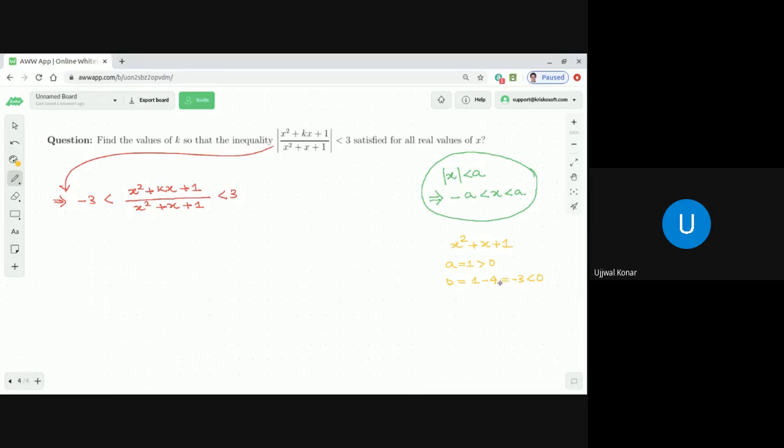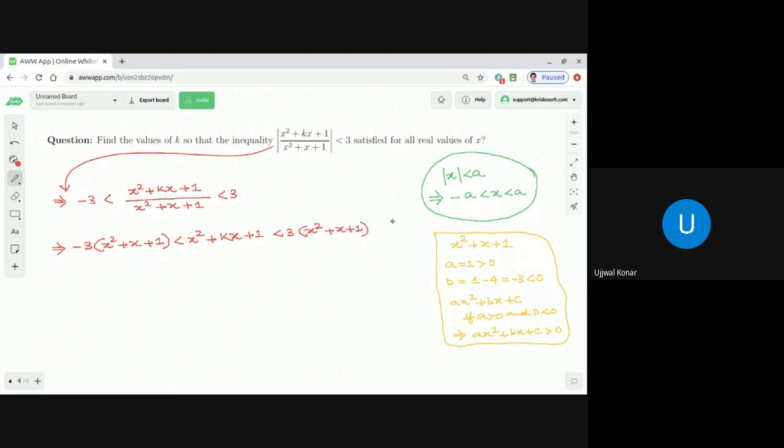So for a quadratic polynomial like ax square plus bx plus c, remember, if a is greater than 0 and d is less than 0, that implies ax square plus bx plus c is greater than 0. Correct or not? All these are background knowledge, that's what we are writing in a different color. So you can apply that knowledge to conclude that x square plus x plus 1 is greater than 0. Now as it is greater than 0, we can multiply both sides of the inequality without changing the sign of the inequality. So what we get: minus 3 into (x square plus x plus 1) less than x square plus kx plus 1 less than 3 into (x square plus x plus 1). Correct, dear students? You can write in brackets: since x square plus x plus 1 is greater than 0.